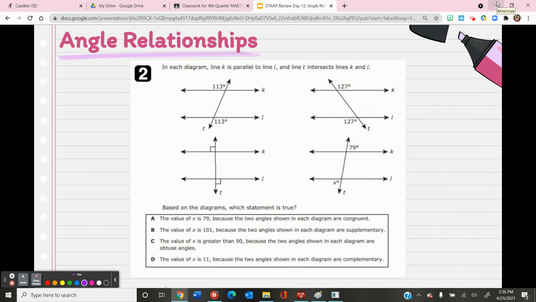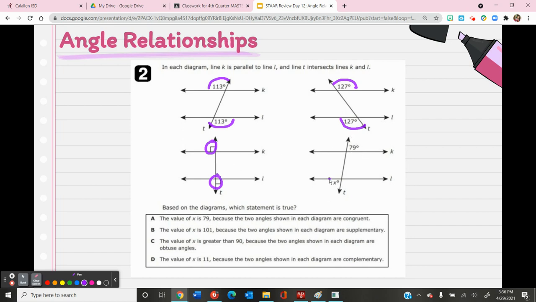So number 2 says, in each diagram, line K is parallel to line L, and line T intersects lines K and L. So line T is our transversal. Based on this diagram, which statement is true? So if I look here, I see that they're talking about alternate exterior angles, and I see that my alternate exterior angles are congruent to each other. So I have 113 here, and I have 113 degrees here. Again, here I'm talking about my alternate exterior angles. They're on the outside of my parallel lines, and they're on opposite sides of the transversal. They're equal. Same thing here. I have a 90-degree angle here and a 90-degree angle here.